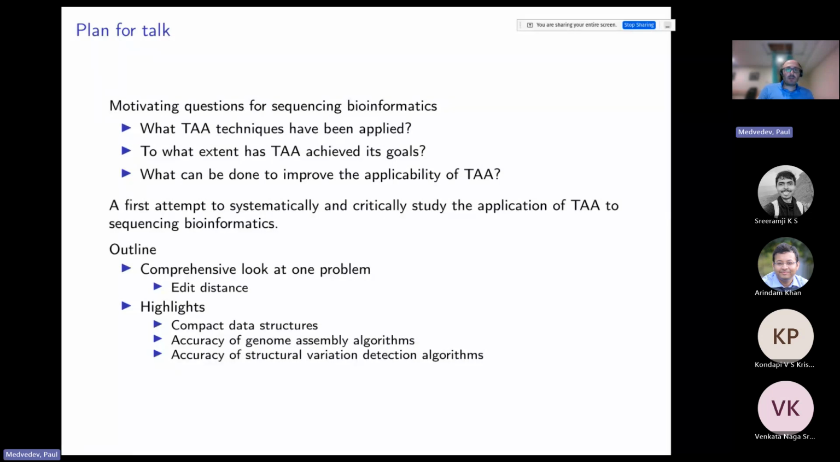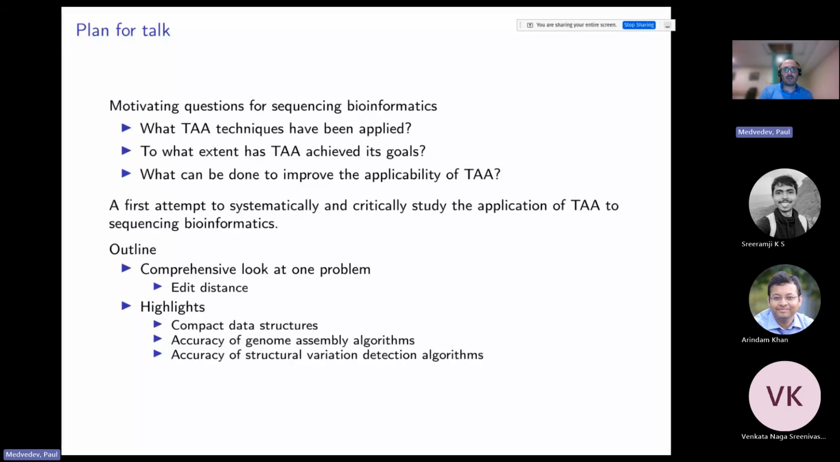So that's a really broad question to ask of a field, and I gave two ways of digging into this. One is a systematic, depth approach, where we take one problem, the edit distance, and we dig deep into it to see what has been done. The other is a more anecdotal approach, which is looking at several areas of sequencing bioinformatics and just getting a gist of what's overall been done and what's the potential there. I'll start with the edit distance in the first half of the talk, and then talk about the anecdotes in the second half of the talk.